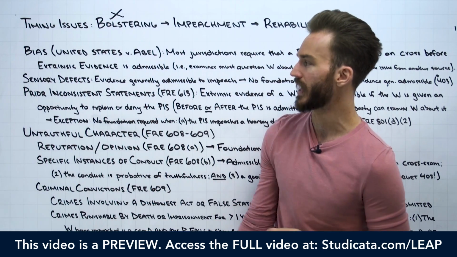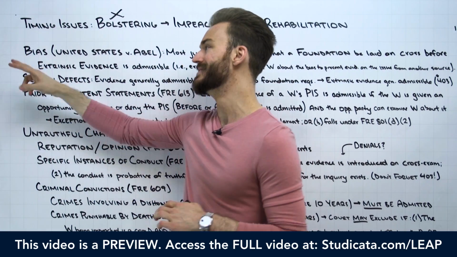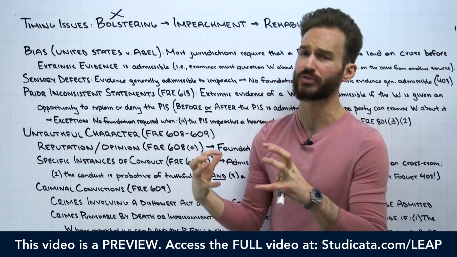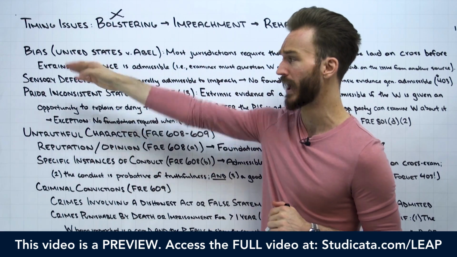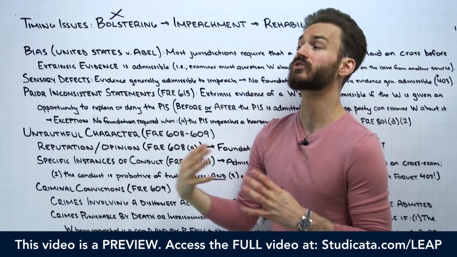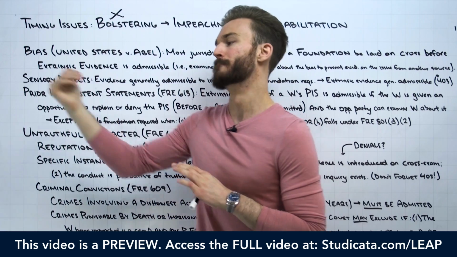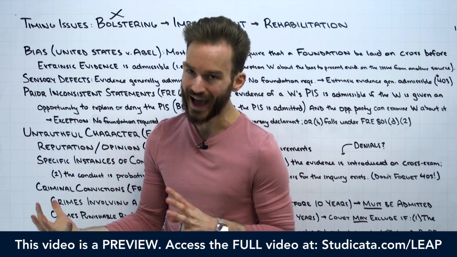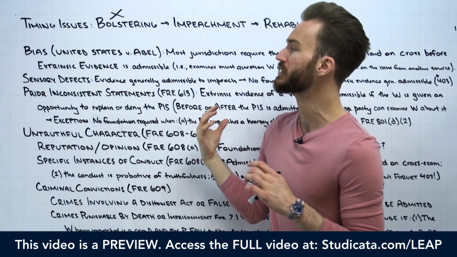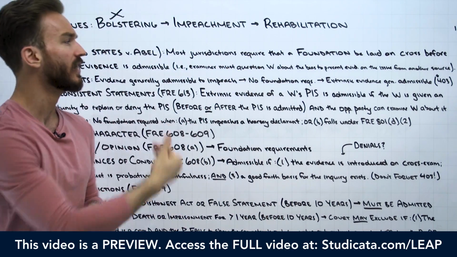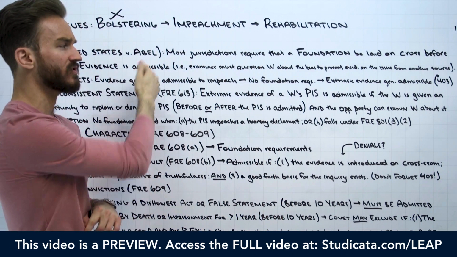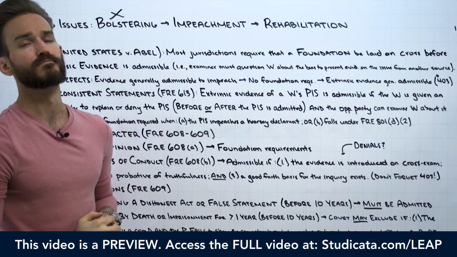Just recognize that if somebody's calling another witness to come talk about this witness's bias, you then have to ask, well, that's extrinsic evidence, right? Was the witness whose bias and credibility is being attacked given the opportunity to explain the bias on cross-examination? If not, then no extrinsic evidence of the bias is going to be admissible.